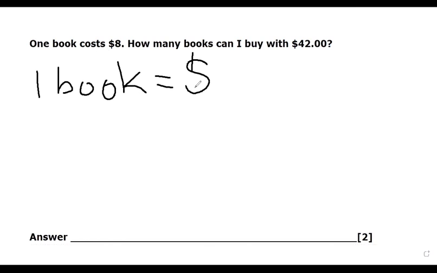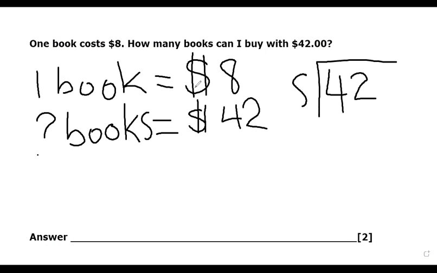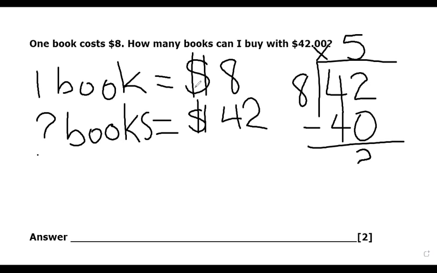Now, what we need to do is we need to figure out if I have $42, how many books can I get with $42? Okay. And the simple way of figuring that out is we take our 42 and we do a simple division. We divide it by 8. 8 goes into 42. How many times? 5 times. We multiply. 5 times 8 gives us 40. We subtract. We have 2 here. Put a 0. Bring it down. And all our steps for long division.